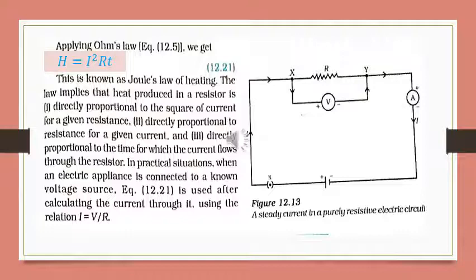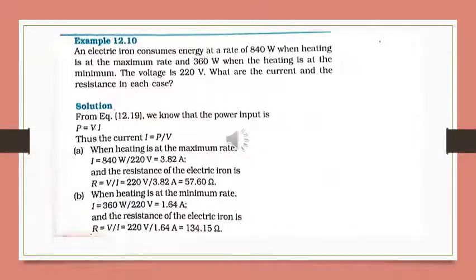In a practical situation, when an electric appliance is connected to a voltage source and is used, we calculate the current through it using the relation I equals V upon R. An electric iron consumes energy at the rate of 840 watt when heating at the maximum rate and 360 watt when heating is at the minimum. The voltage is 220 volt. What is the current and the resistance in each case?